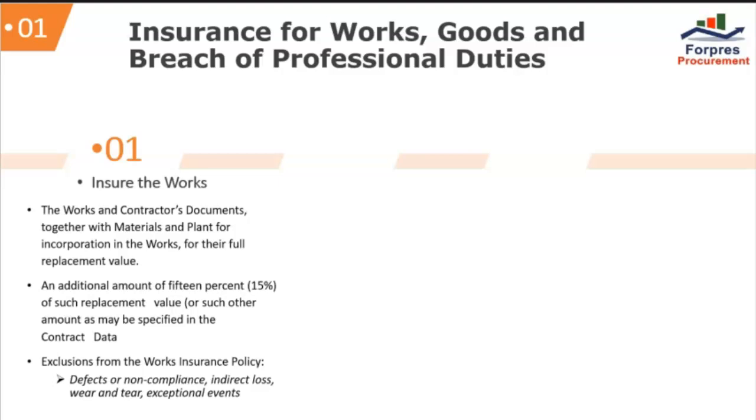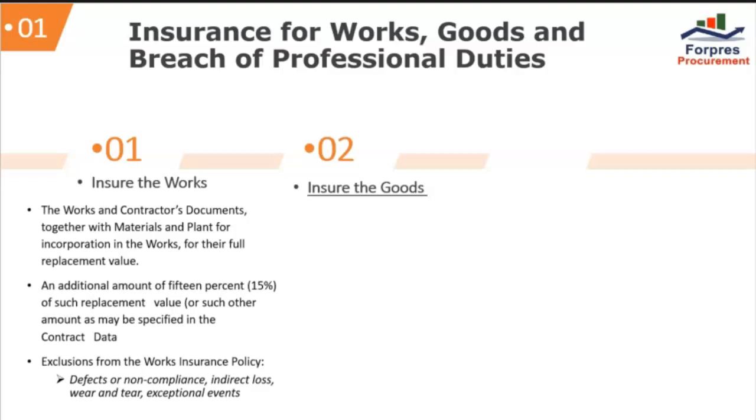Again, another one is wear and tear, shortages and pilferages, and unless otherwise stated in the contract data, the risks arising from exceptional events. If any of the exceptional risks may be available at commercially viable cost, then the employer may require it in the contract data. Types of insurance policies in works procurement.